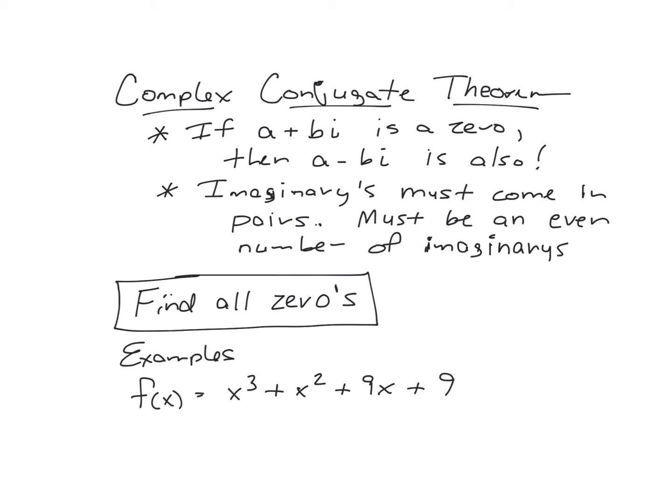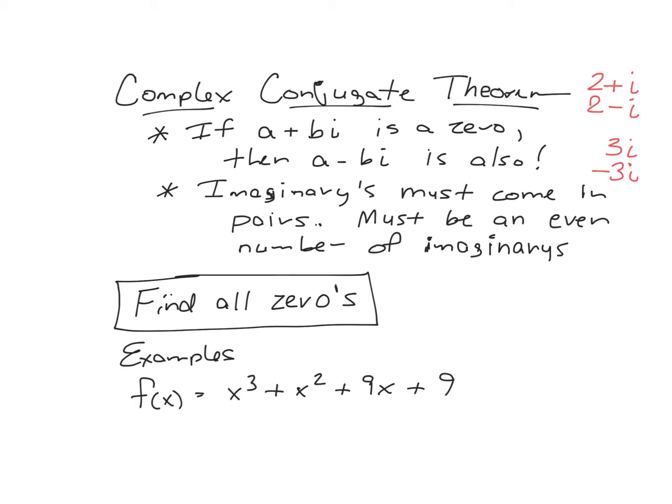Now, today we learned about something called the complex conjugates theorem, which says that if a plus bi is a zero, then a minus bi is also. And those are considered conjugates. So for example, if 2 plus i is a root, then 2 minus i must also be. If 3i is a root, negative 3i must also be a root or a zero.